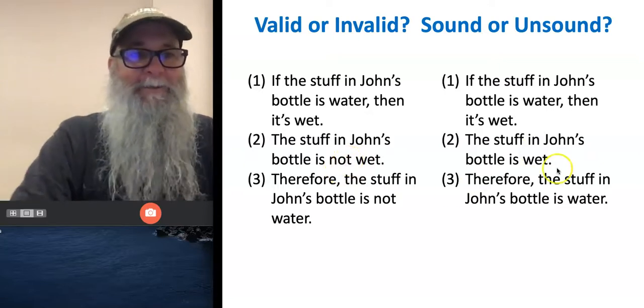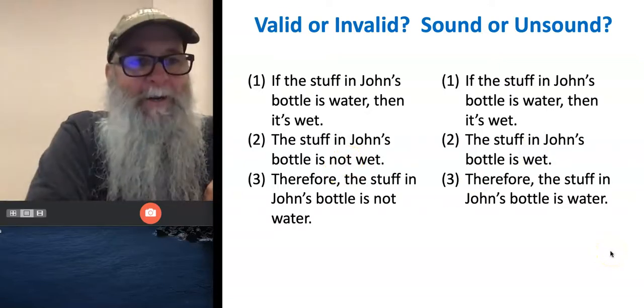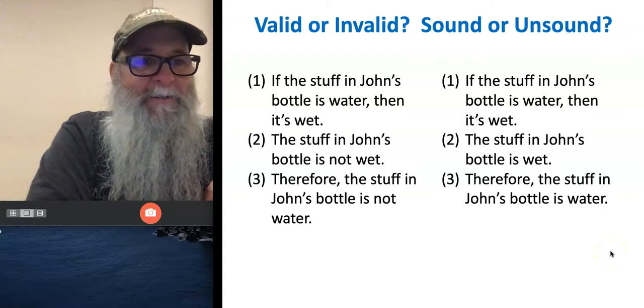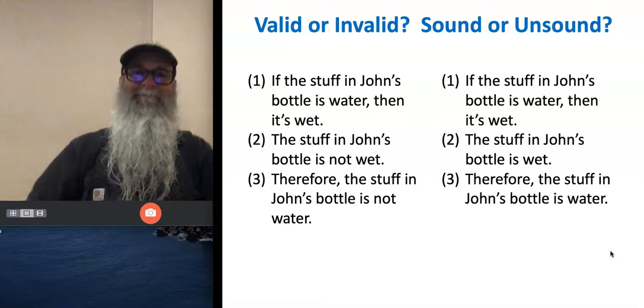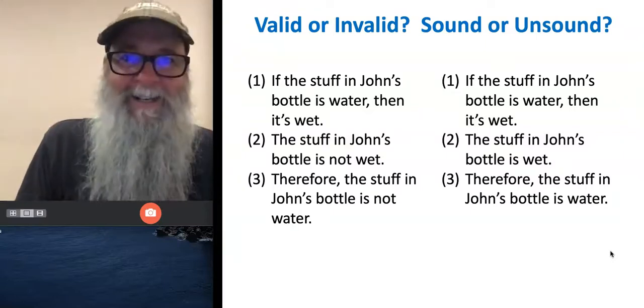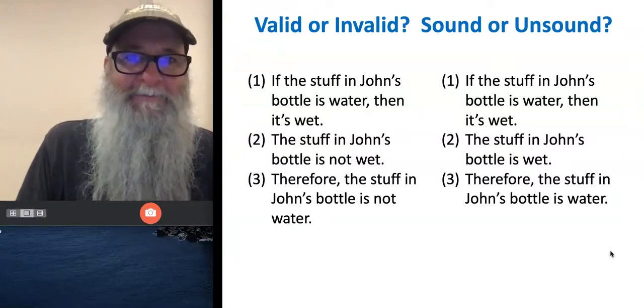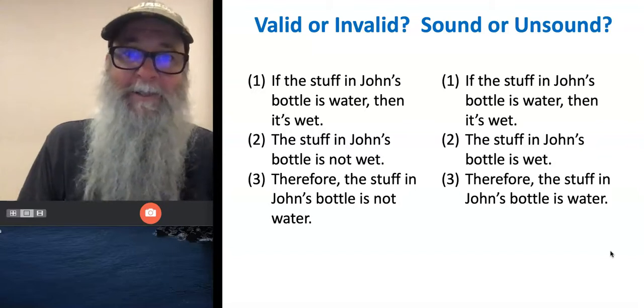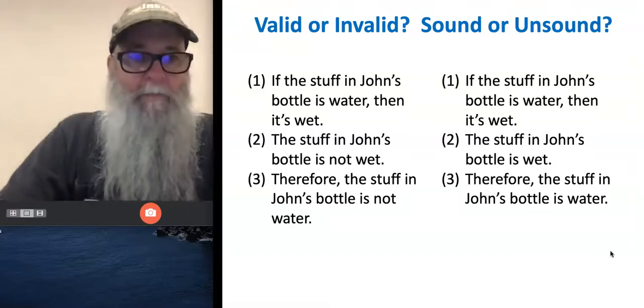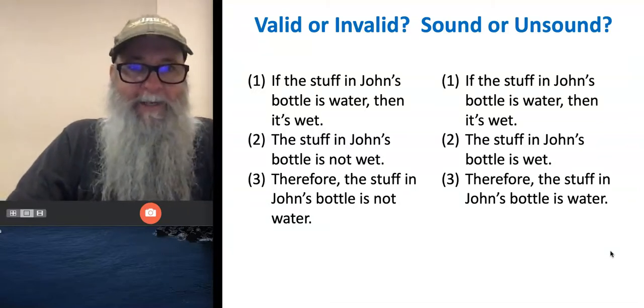All right, so let's look at this one. If the stuff in John's bottle is water, then it's wet. The stuff in John's bottle is wet. Therefore, the stuff in John's bottle is water. Valid like salad or invalid? If you want to, you could do my favorite thing and pause the video and determine that for yourself. All right. This argument is invalid.